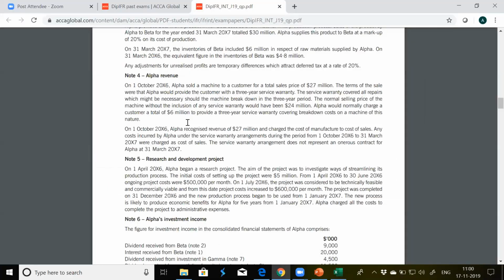If you read the dates correctly, on 1st October, Alpha recognized revenue of 27 million and charged the cost of manufacture to cost of sales. This is not correct because they cannot recognize the entire 27 million received. They have to bifurcate it in terms of machine and service. Any costs incurred by Alpha under the service warranty arrangements during the period from 1st October 2016 to 31st March 2017 were charged as cost of sales. The service warranty arrangement does not represent an onerous contract for Alpha. That means they abided by it and it's going to happen. So how much is the revenue to be included from 1st October to 31st March?